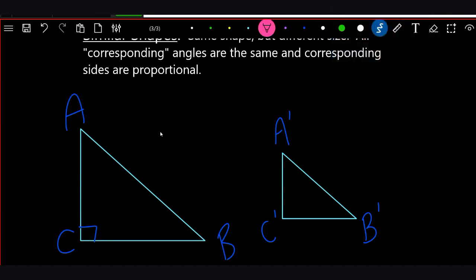But here's what I want to draw your attention to. Notice that C corresponds with the C with the tick mark. We'll get that in a little bit, but C is corresponding to C tilde. Corresponding, what does that mean? It means that if you put them on top of each other, then they would match up.